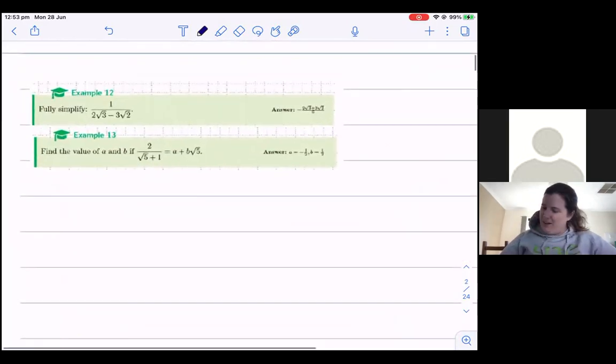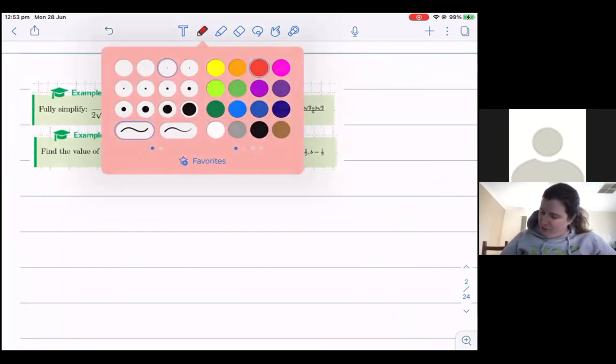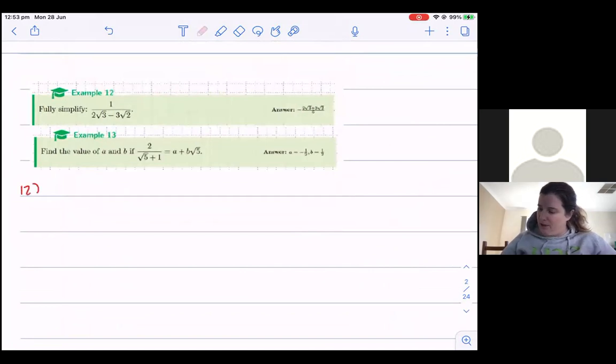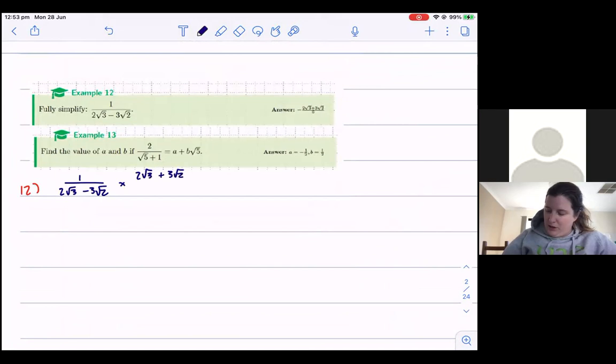Okay, example 12. Now, every time they ask you to simplify a fraction with surds on the bottom, they want you to rationalize. And the quick tip for rationalizing is multiply it by the conjugate over the conjugate. Conjugate means you change the sign on the bottom. So we've got 1 on 2 root 3, take 3 root 2. We're going to times that by 2 root 3 plus 3 root 2, 2 root 3 plus 3 root 2. So on the top, we're obviously going to get 2 root 3 plus 3 root 2.